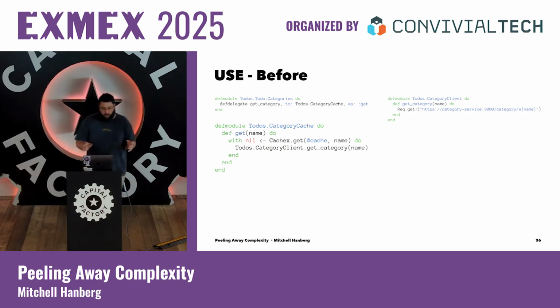So let's re-examine the code for clarity that we saw before. We have a category module that delegates to the category cache, and the category cache module is trying to get it from the cachex cache. If it doesn't exist, call the category client module. This module will make an HTTP request to fetch it from the category service.